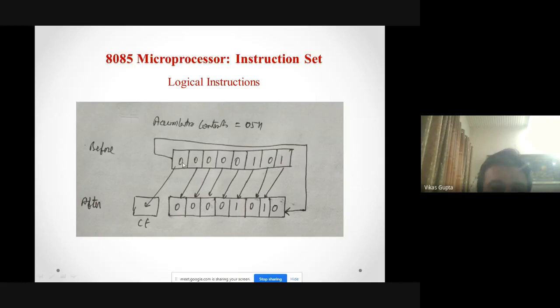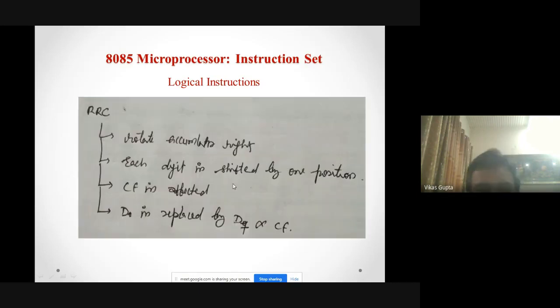If this comes out, it goes to the carry flag, and it also occupies, you can say, if this D7 is coming out, then D6 is taking the position of D7, D5 is taking the position of D6, and ultimately D0 is taking the position of D1. So it gets emptied, and this is filled by the last digit, that means D7. So this is the case of the RLC instruction.